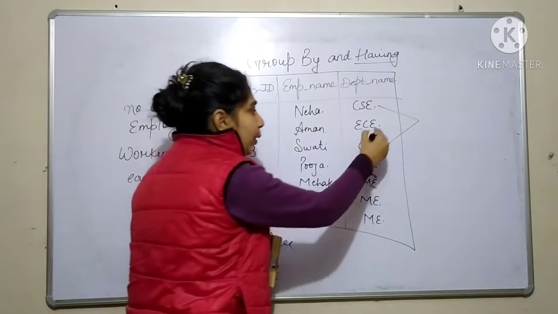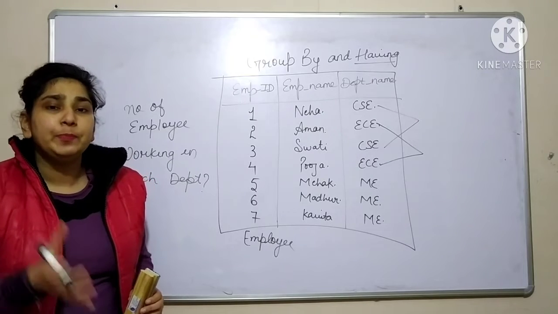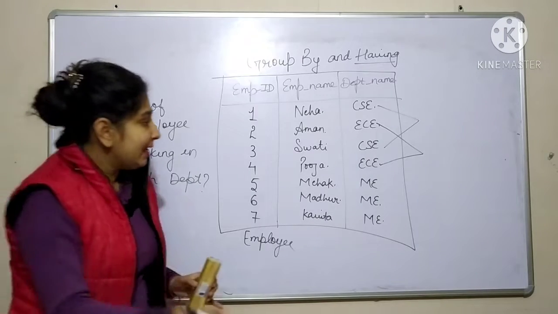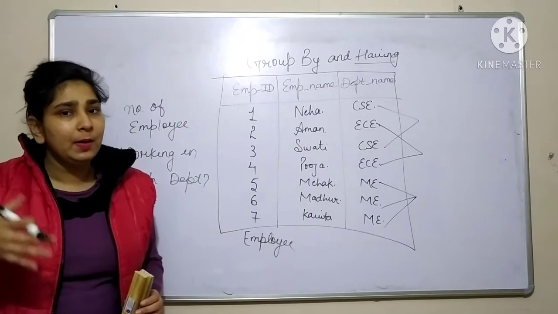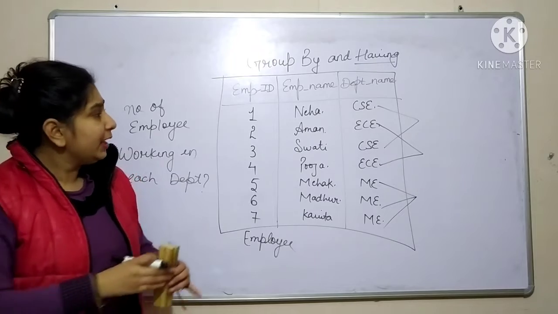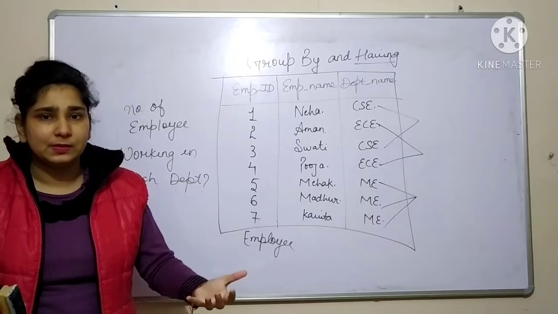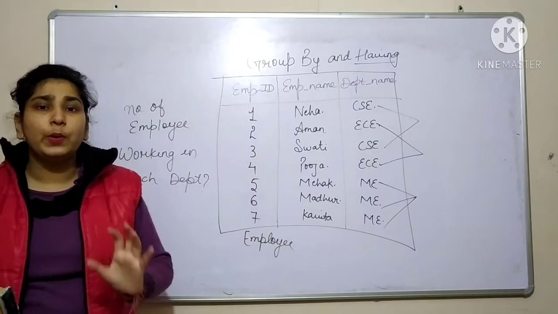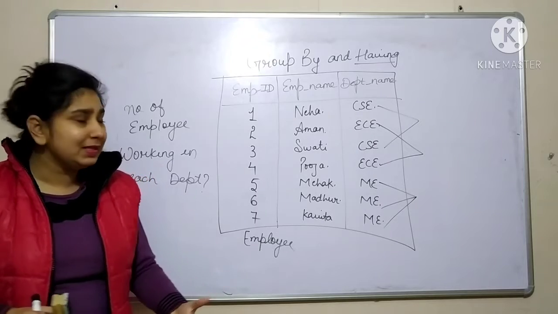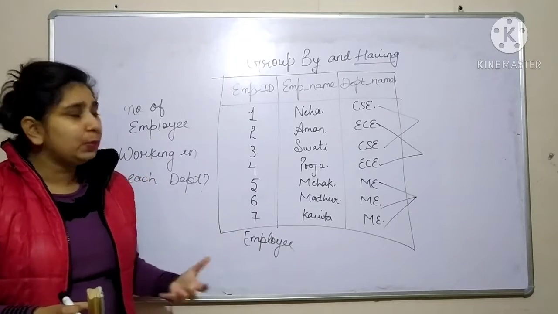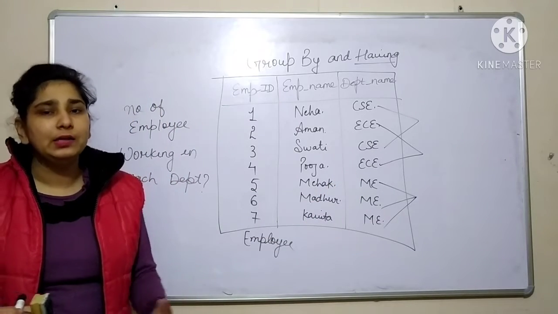And it is going to collate all the ECE department employees at one place and all the mechanical engineering employees at one place. So they are all present at different places. So GROUP BY is going to collate all the ECE employees at one place, all the CSE employees at one place and all the mechanical engineering employees at one place.